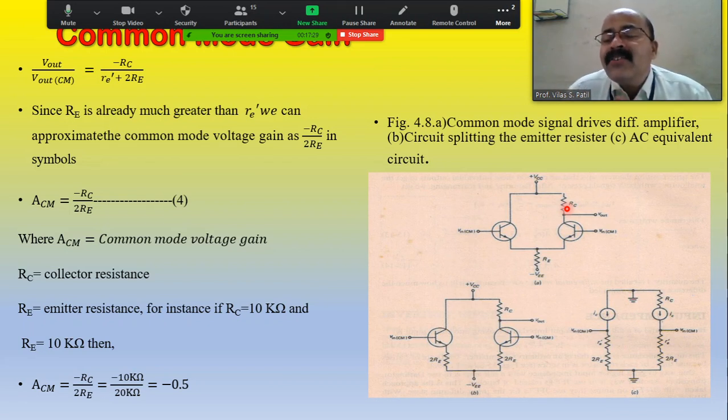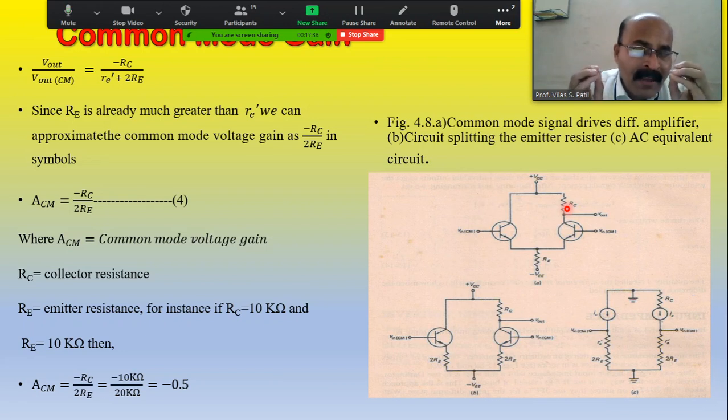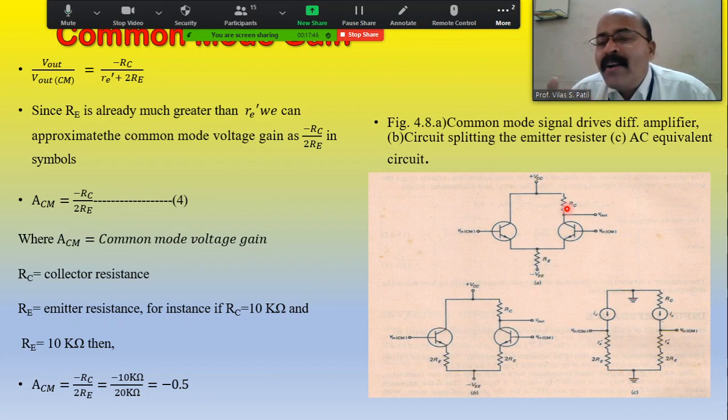collector currents that appear in the collectors of both the transistors T1 and T2, which are used for balancing the bridge. For that proper balancing, RC is used. Then here VCMin is applied. Consider this is VCC and this is VEE.